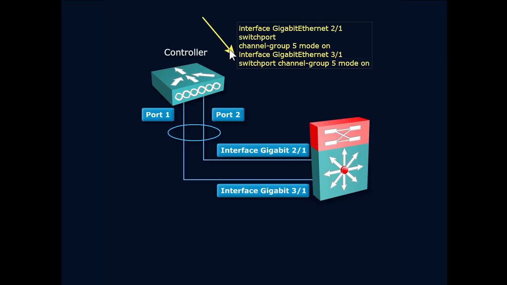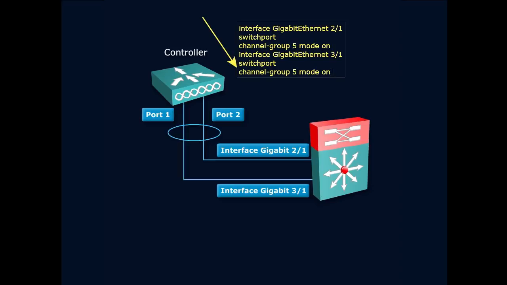Then I'll do the same thing for the next interface. Interface gigabit 3.1, switchport, carriage return. Sorry, I missed the carriage return there. There we go. Switchport, and then channel-group 5 mode on. Same thing. Multiple interfaces, do that.